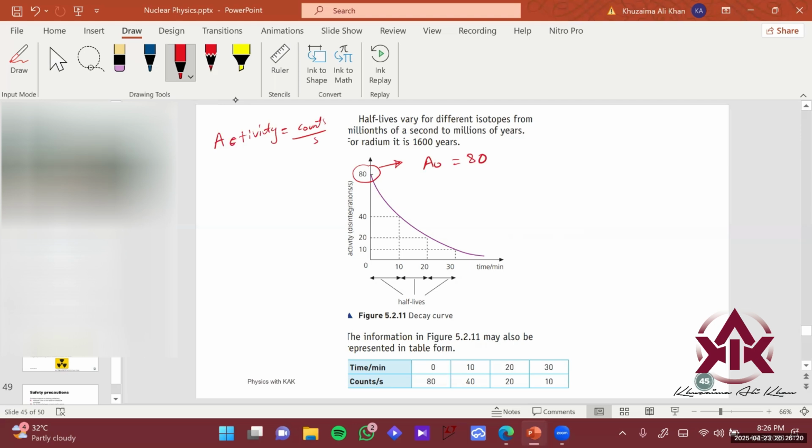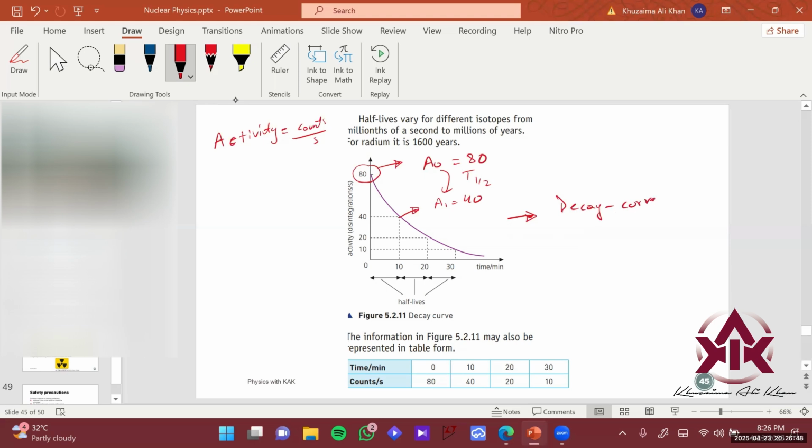So now after some time, the activity goes to 40, right? That is, the number of counts now being received is half. That means that it is losing its strength, that is, it is also reducing its mass. So now the time taken to go from A0 to A1 is called the half-life. And this is the decay curve over here, which you should know about.